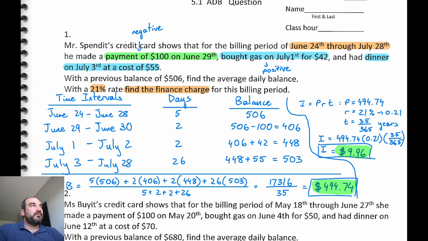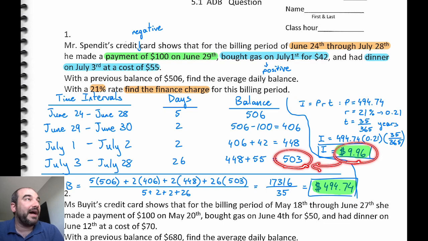I have a question. Mm-hmm. So Mr. Spendit is gonna owe an interest for the whole period, the $9.96. It's not per day. No, it's for the whole period. So what we do in general is, this was his ending balance, the $503 is what he owed at the end of the month. This $9.96 would be added to that to figure out the starting balance for the next month. Gotcha.